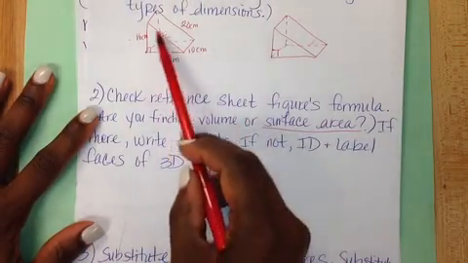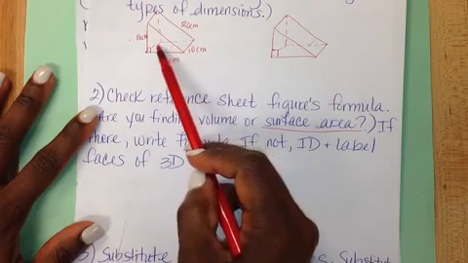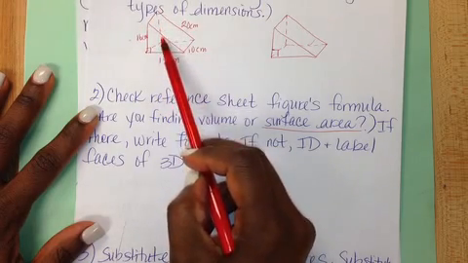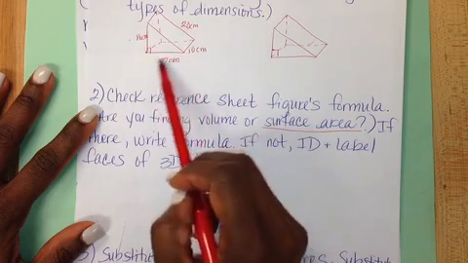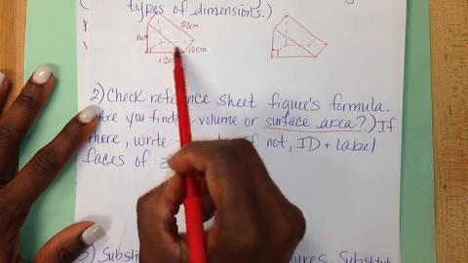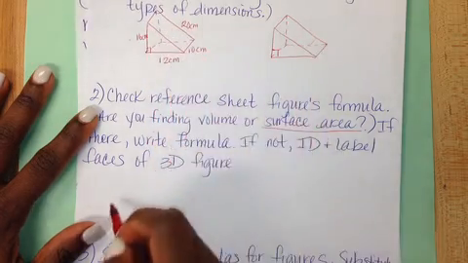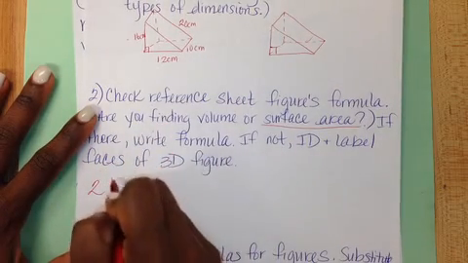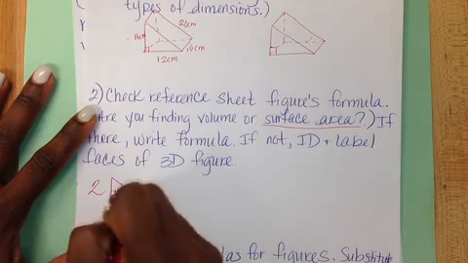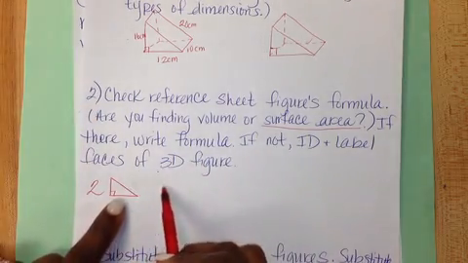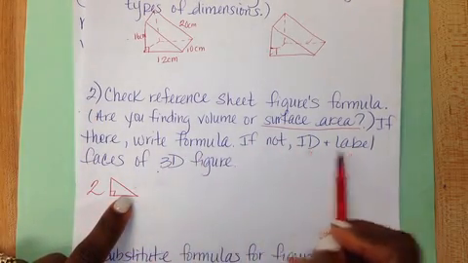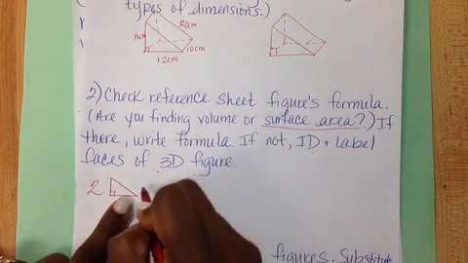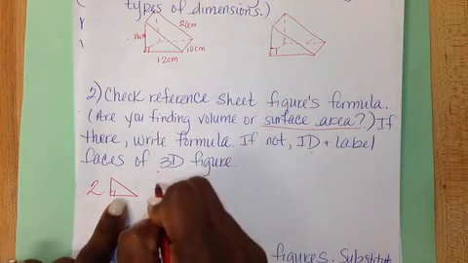Here I note that I have two triangles and that they are congruent. 16 here, 16 here, that's the height for both of them, and the base is 12, and then we see in this case the hypotenuse in both is 20. So I have two right triangles. Okay, next, note that I am identifying and labeling the faces of this 3D figure because this figure was not on the reference sheet.